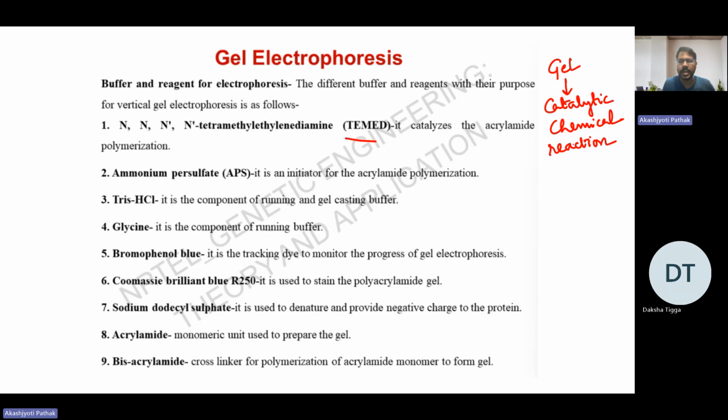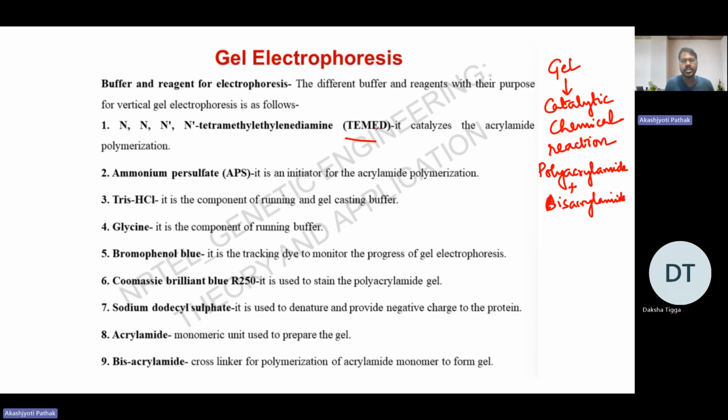Okay, so what is this chemical reaction? The chemical reaction actually takes place between polyacrylamide and bisacrylamide. So it is a free radical chemical reaction that takes place. So for a chemical reaction, what are the different components that will be required? If you just heat a polyacrylamide solution and then you cool it down, then the gel will not be formed. You need to add different components in this reaction so that this catalytic reaction takes place and the gel is formed.